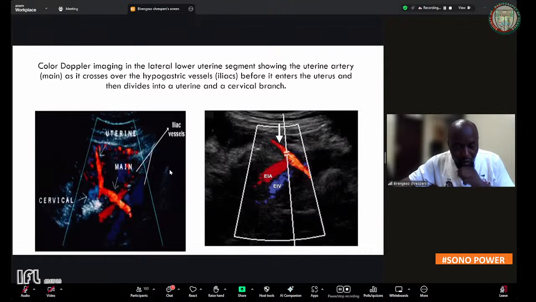So what is key here is, this is the point where the iliac vessels are crossing, and this is the uterine artery. So at this point, before the uterine artery has divided to form the cervical portion and the uterine portion, about 1 to 2 centimeters from this is where we are required to get the sample. We're also supposed to see the point of maximum velocity through looking at aliasing, and that is the proper point for us to sample.